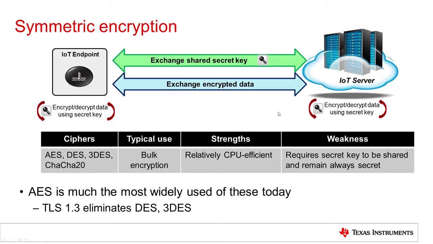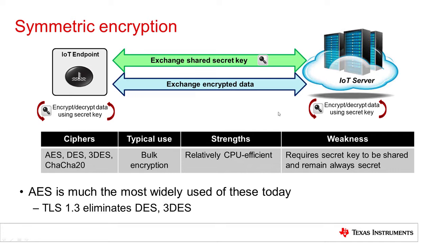The main use of symmetric encryption is for bulk encryption. So the great majority of encrypted traffic going over the internet is encrypted using symmetric encryption. And the reason why that is because symmetric encryption is relatively CPU efficient, and certainly much more so than asymmetric encryption, as we'll discuss in subsequent slides.